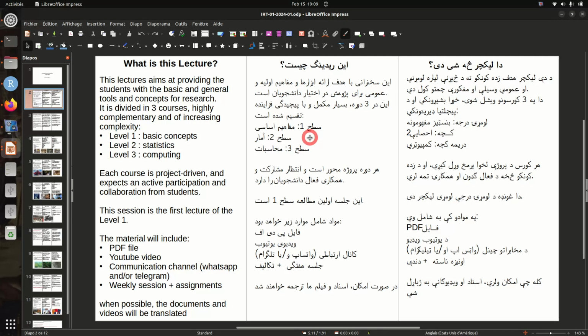The second one will present you the statistics tools that are required by research, and the third one will dive into computing and data science. Each course is heavily project-driven. I hence expect an active participation from all of you.